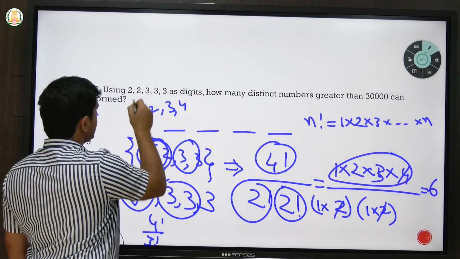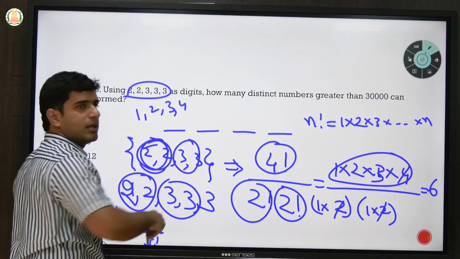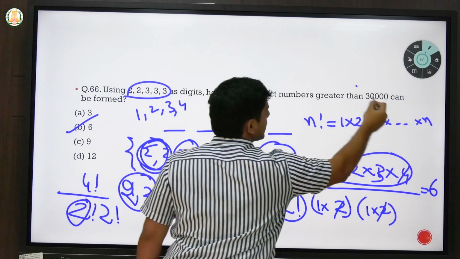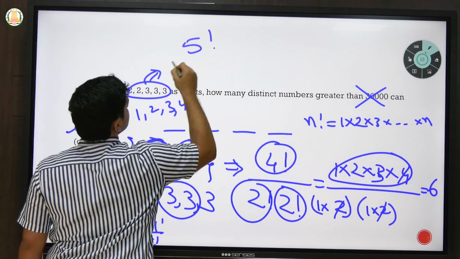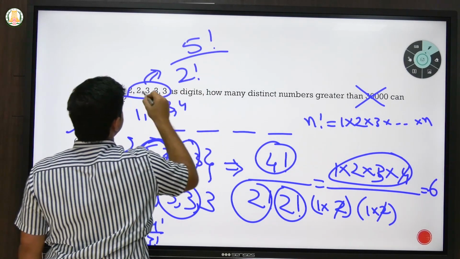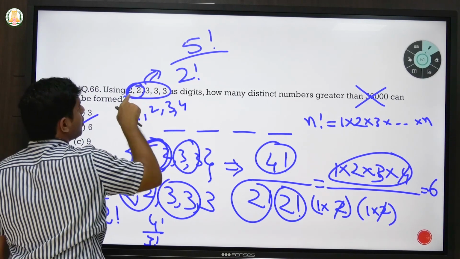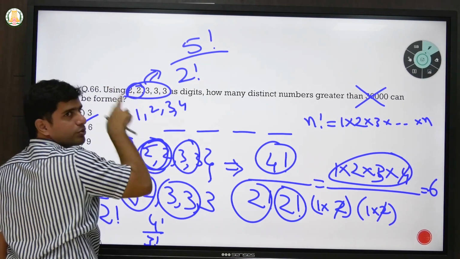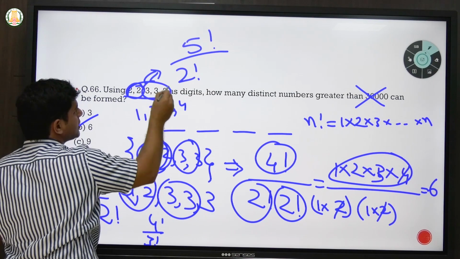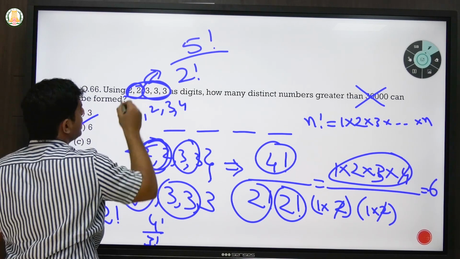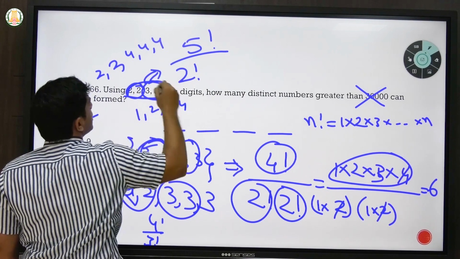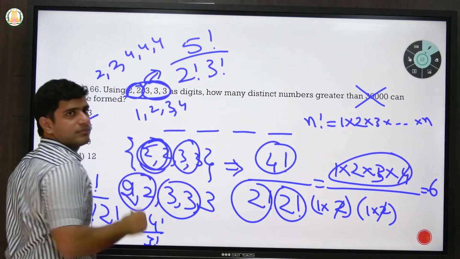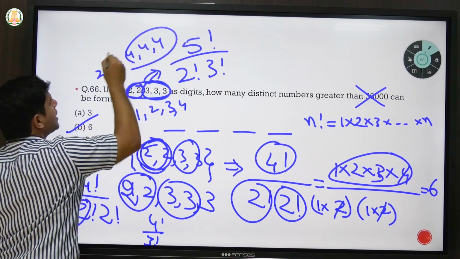Initially they have given 5 numbers. If they don't give any such condition as greater than 30,000, you can safely assume it would have been 5 factorial by 2 factorial, since this number has 2. It's not because the number is 2, it's because there are 2 2s in it. And it's not because it is 3, but because there are 3 3s in it. Had it been 4 4 4 also, my answer would still have been the same, because there are 3 4s and 2 2s.